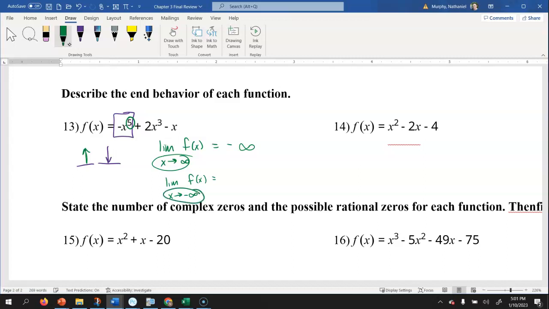This is referring to the left side of the graph. What's happening on the left side of the graph? It's going up. It's approaching positive infinity. That is a terrible infinity symbol. That's a little better. All right. So that's how we would get those answers. Let's look at the next one.